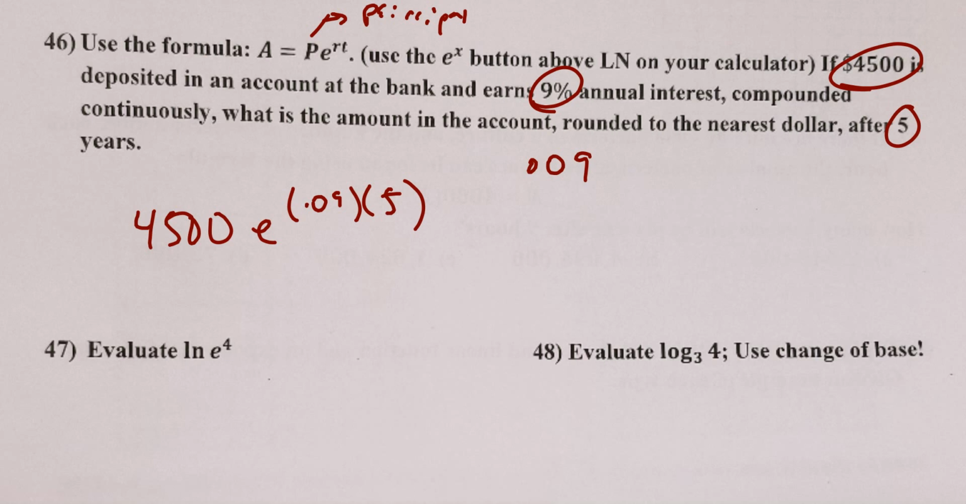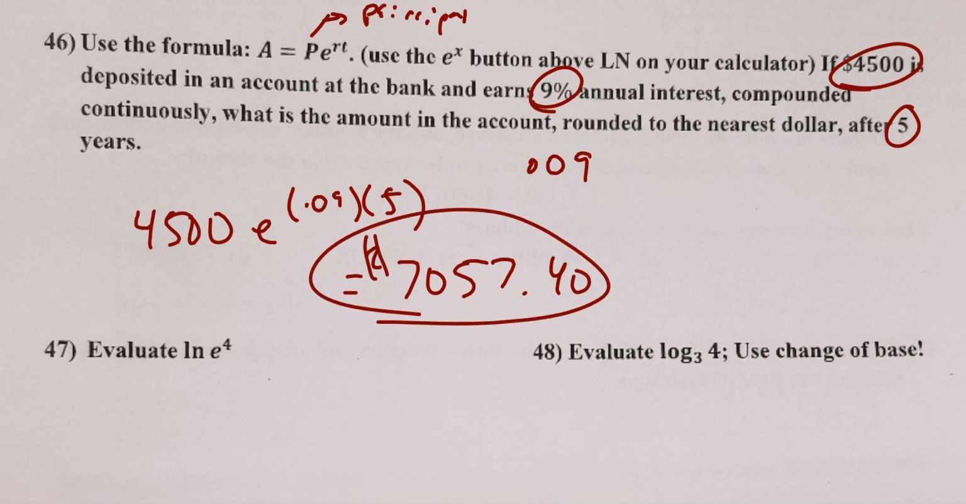So I just type that into my calculator. I end up with $7,057.40. And since it's a dollar amount, I'm going to put the dollar sign. So in 5 years, you get about $3,000 worth of interest. It's a pretty good deal. It's why most places don't do that.